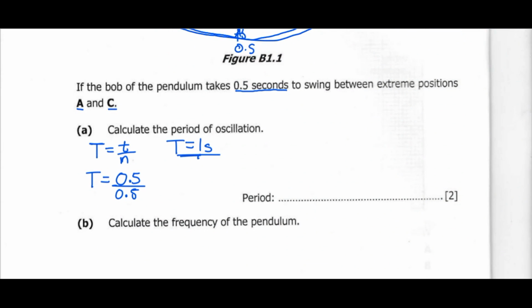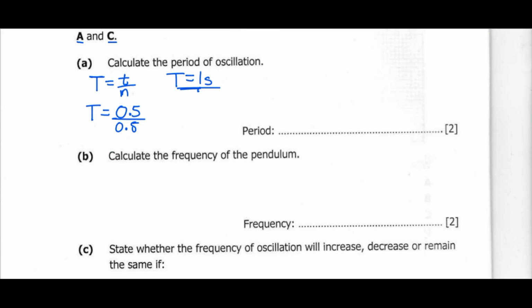Now let's move on to question B here. Question B, calculate the frequency of the pendulum. So frequency is just the number of oscillations that are made per second. And here we can see that the period is 1. Okay, if the period is 1, what will be the frequency? The frequency will also be 1. So in this case, frequency is equal to period if it's 1.